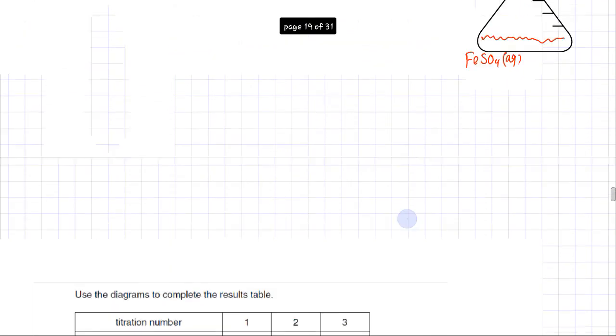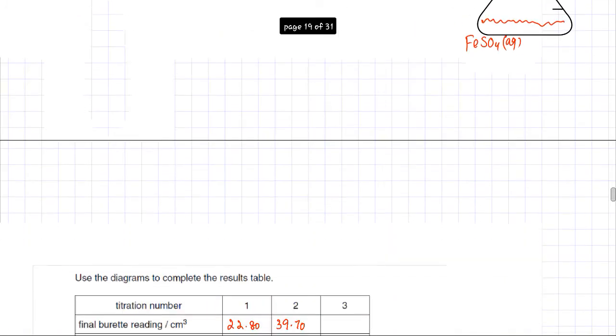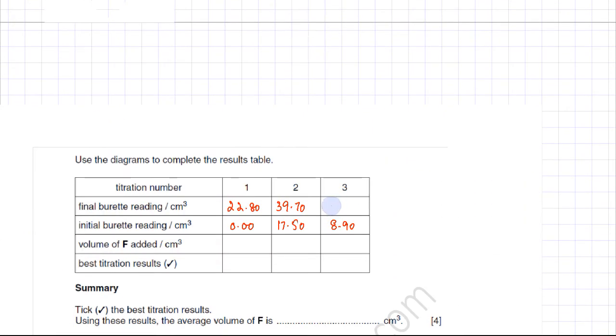And the final burette reading in this is 31.30 cm³. So that's the final burette reading, which is 31.30 cm³. Now we need to calculate the volume of F added in each of the experiments, the first titration, the second titration, and the third titration. So it's going to be the difference between the initial and final burette reading.